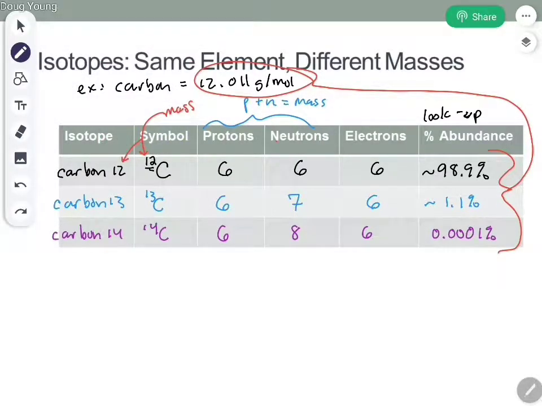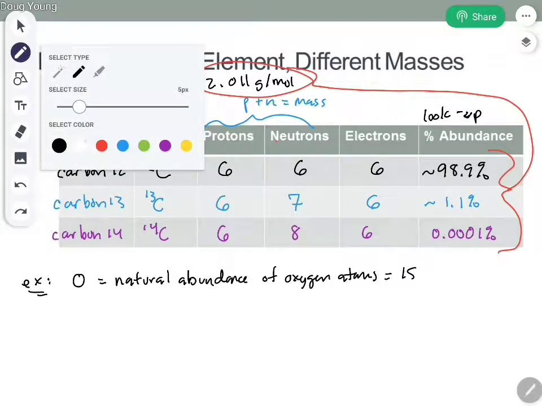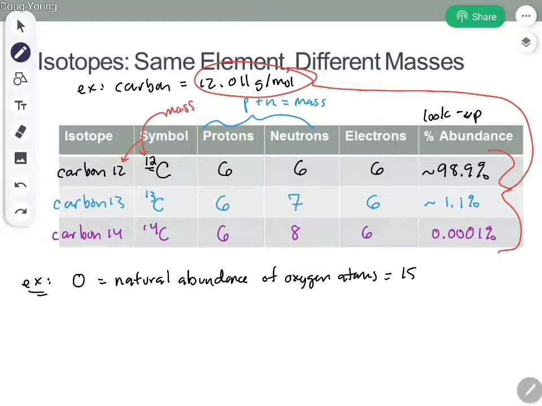Let's do a couple more examples. If someone just writes O, this is just a symbol O. They're talking about the natural abundance of oxygen atoms. And you'd just look this up on the periodic table and you'd say, okay, if I'm talking about the average oxygen, I know that weighs, according to the periodic table, 15.99 basically grams per mole.